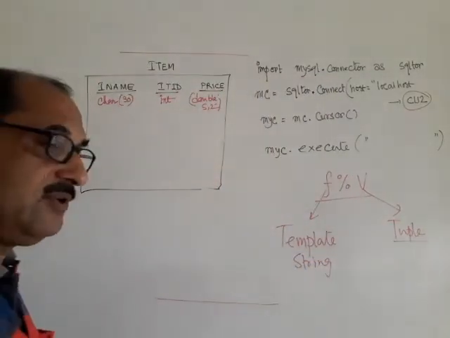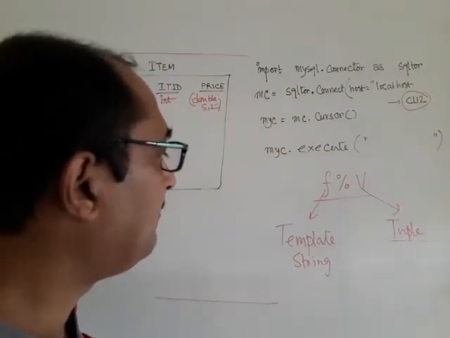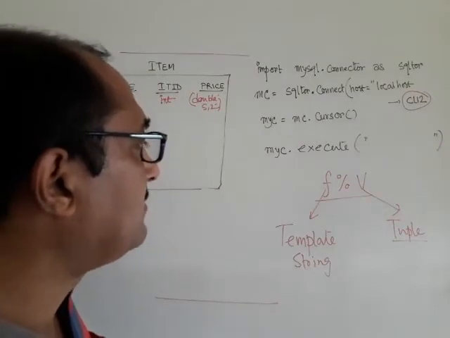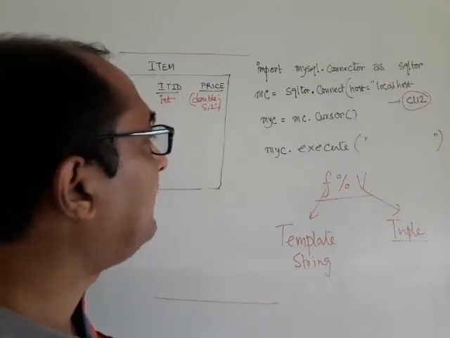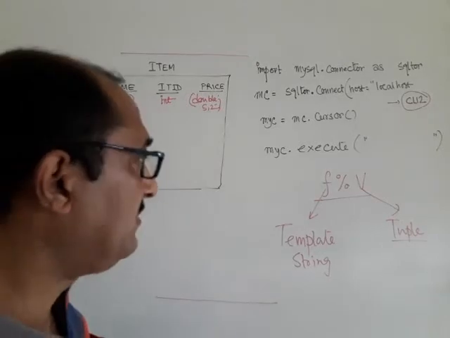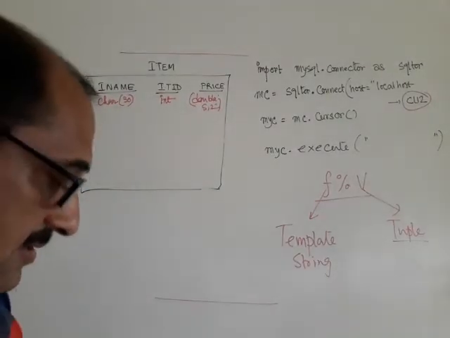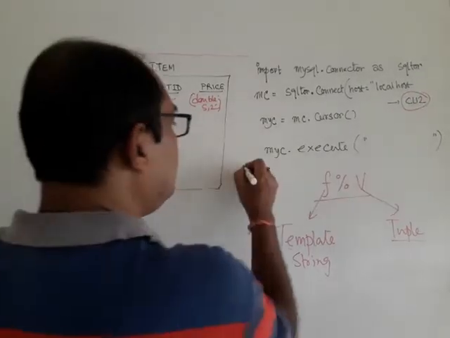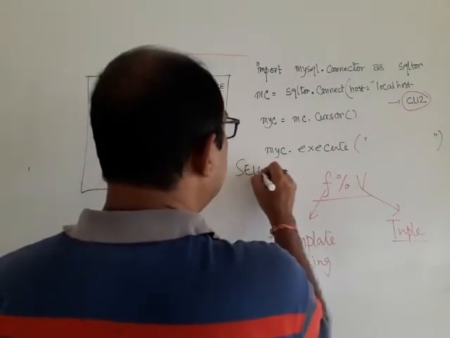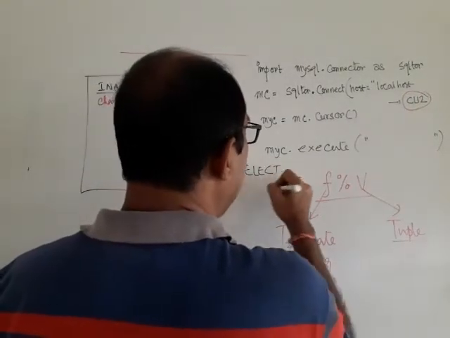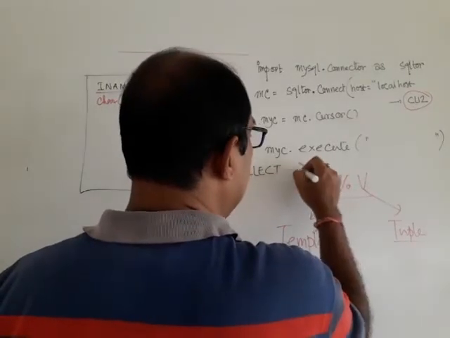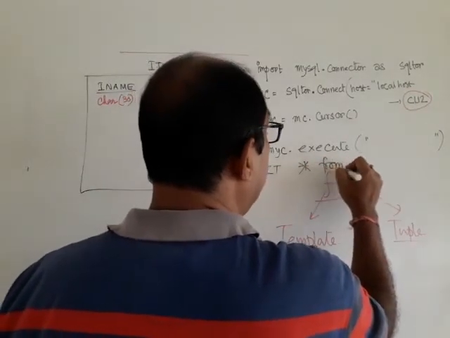So you might be wondering, who is the tuple here and who is the template string here? Fine. So let me show you an example based on the SQL command which I wrote just now. That is, I wanted to write a select command. I wanted to write one SQL command like this: SQL select star from item.